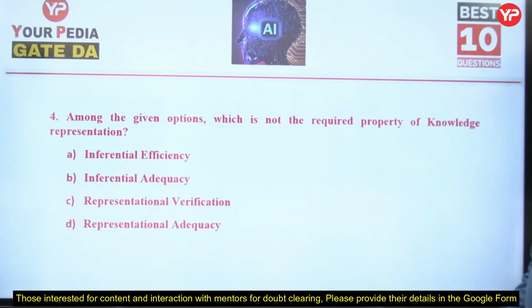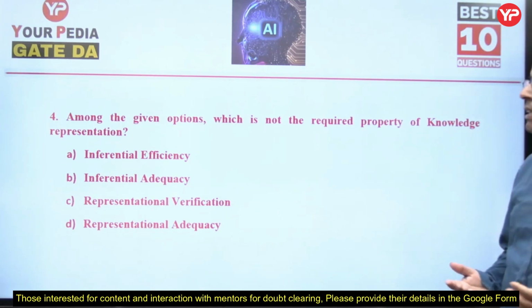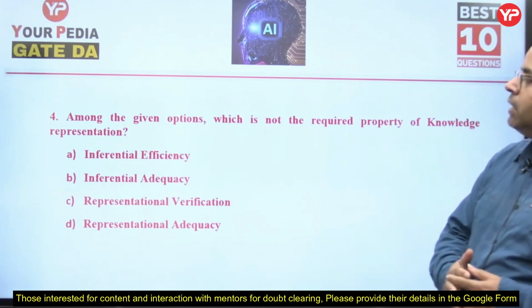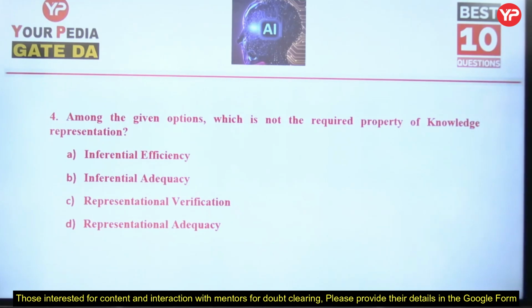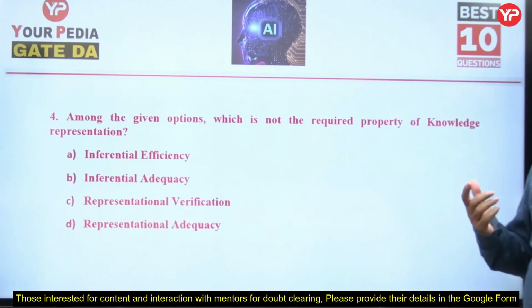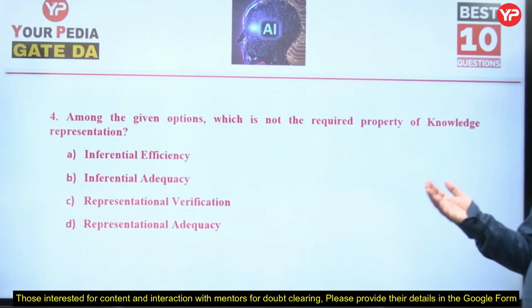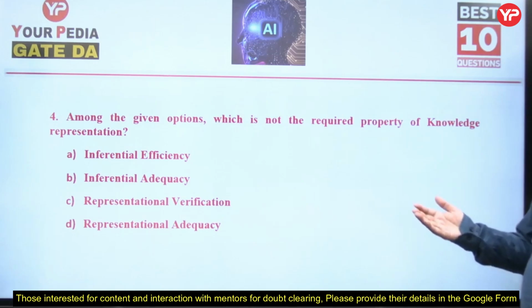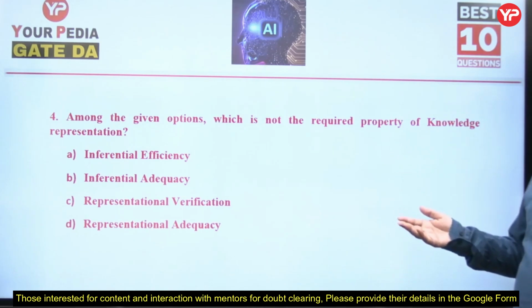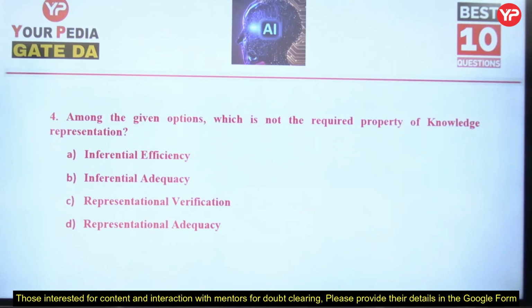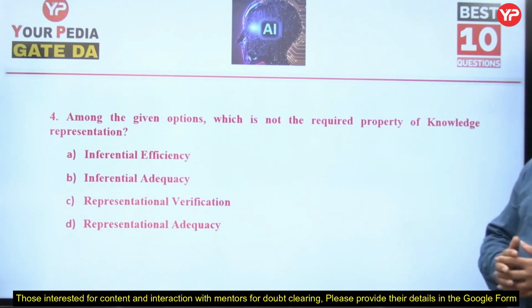This is a knowledge representation question. Inferential efficiency, inferential adequacy, representational verification, representational adequacy. Here you see inferential efficiency is of course required because we want to create new knowledge on the basis of existing things. Inferential adequacy is also required because without that we can't infer new knowledge.